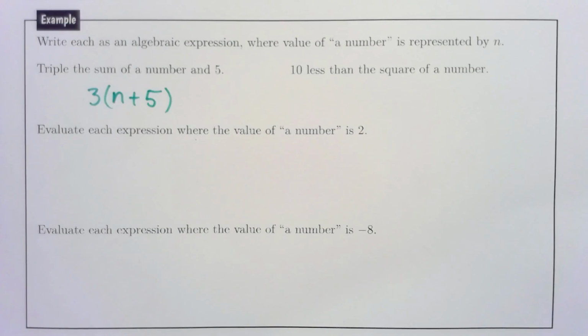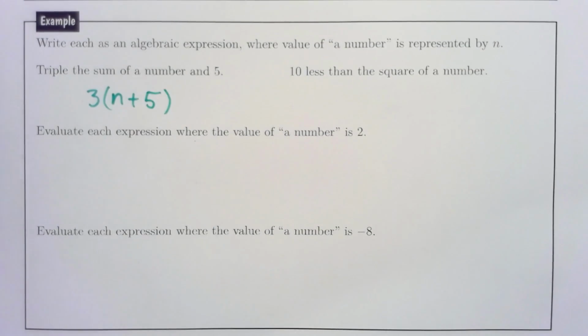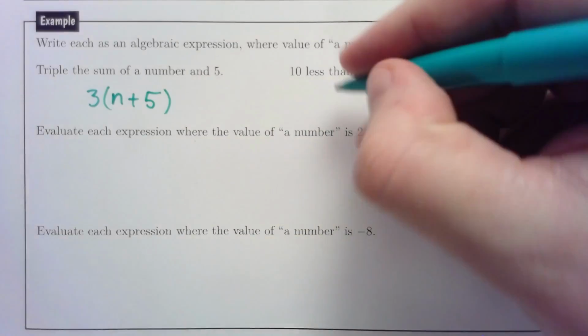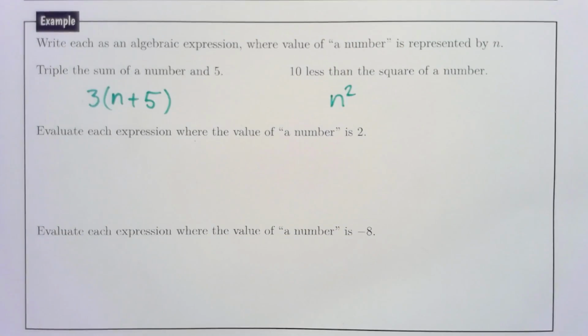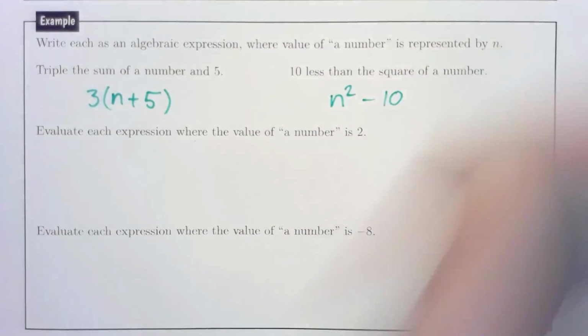And we need to multiply this by 3, using parentheses, of course, so that we do the addition first. 10 less than the square of a number. So, firstly, we need to square the number. So that's n to the power of 2. 10 less than this, we get by subtracting 10.